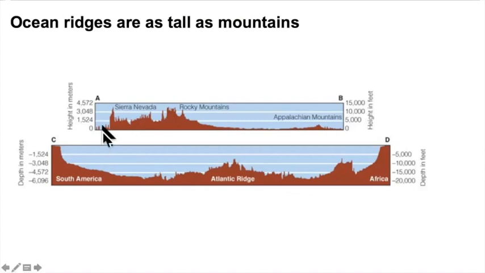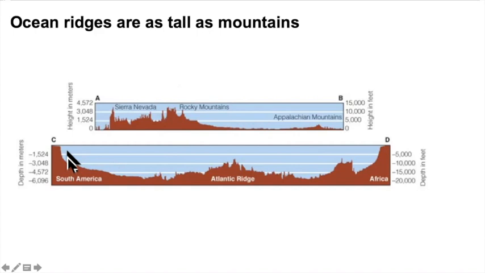For comparison, here's a cross-section across the continental US. California over here, Sierra Nevadas here, the Rocky Mountains, then the Appalachian Mountains, and then the east coast of the US. So you can see that the Appalachian Mountains are barely 5,000 feet tall, well, only around 1,000 meters tall. And then the highest points of the Rocky Mountains or the Sierras are closer to around 3,000 meters or 10,000 feet above sea level.